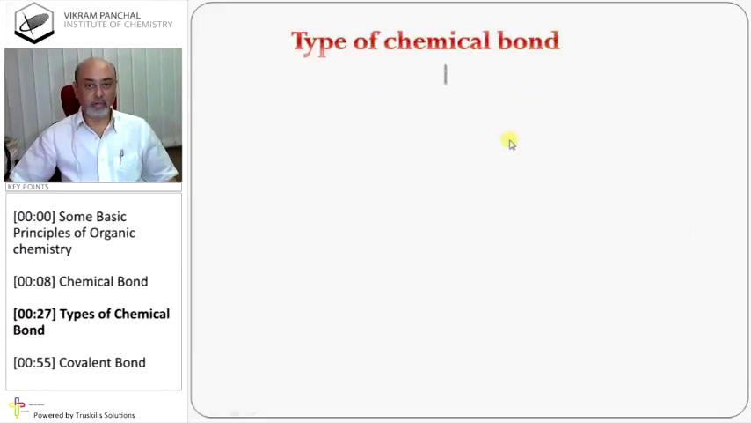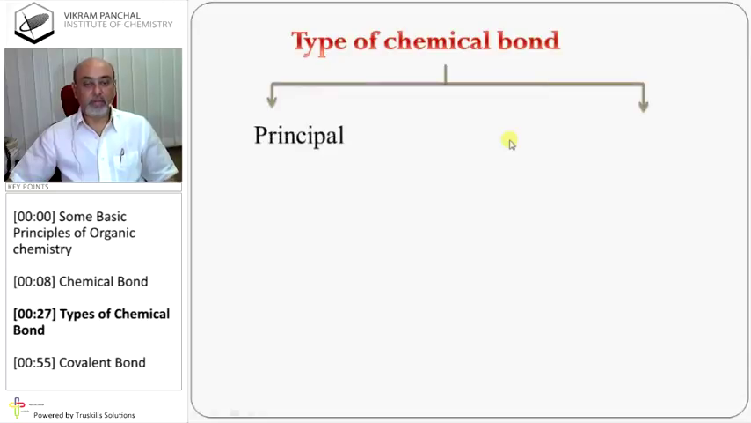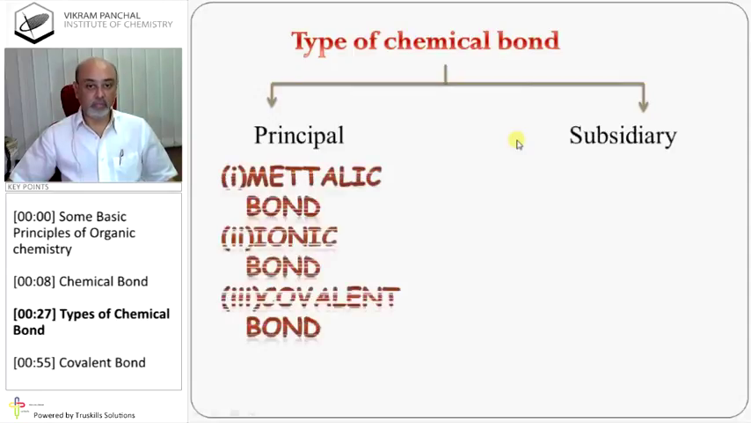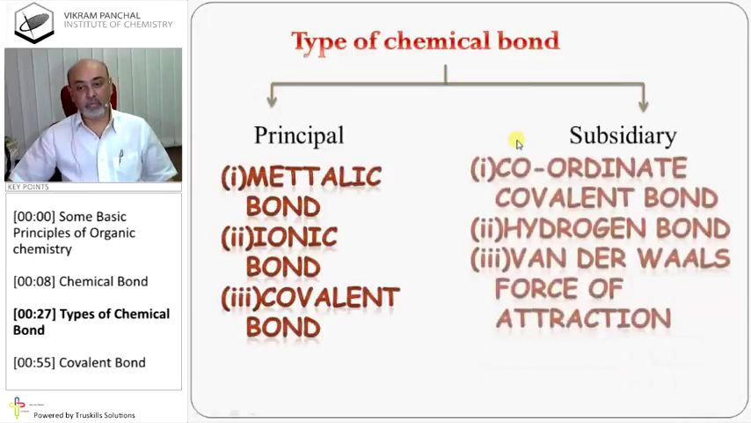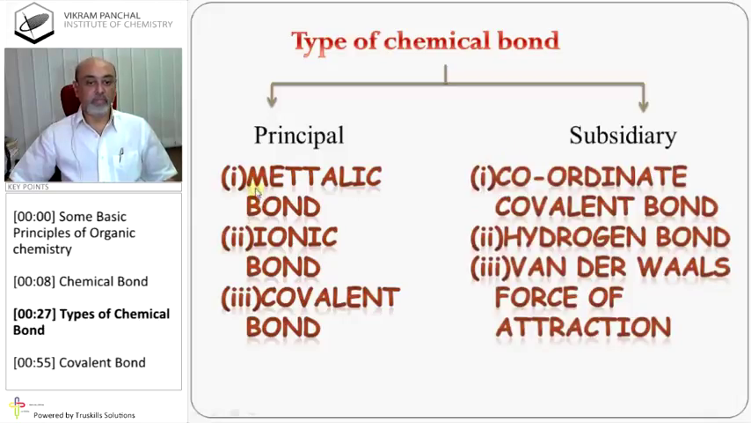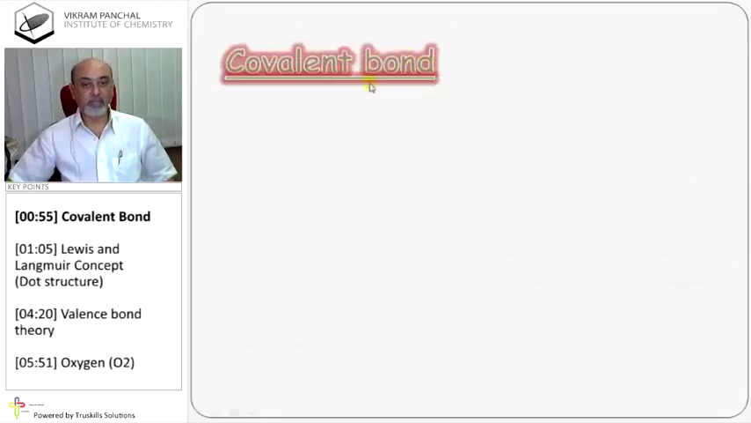Types of chemical bond. There are mainly principal bonds and subsidiary bonds. There are 3 principal bonds and 3 subsidiary bonds. Principal bonds are metallic bond, ionic bond, and covalent bond. Subsidiary bonds are coordinate covalent bond, hydrogen bond, and van der Waals force of attraction.